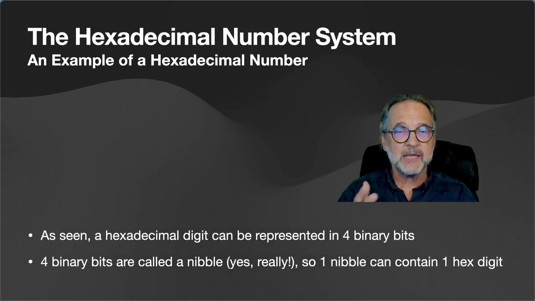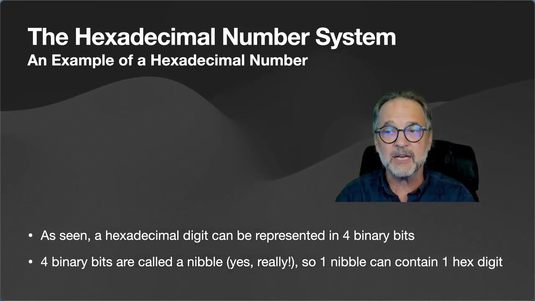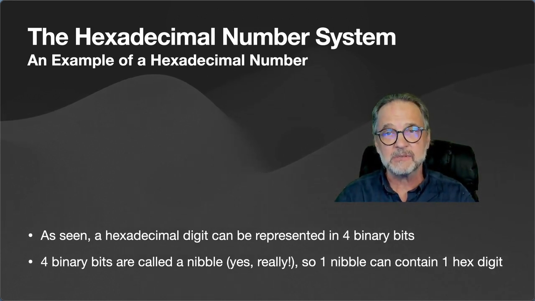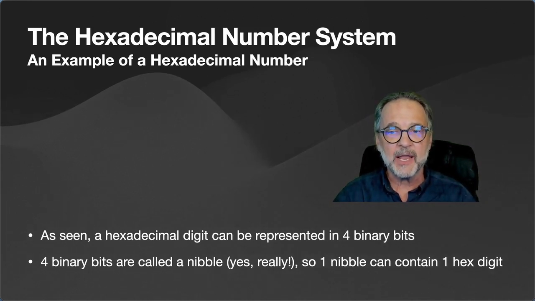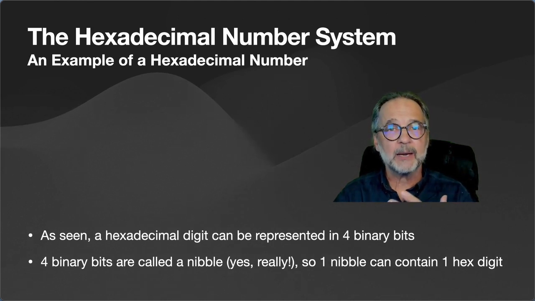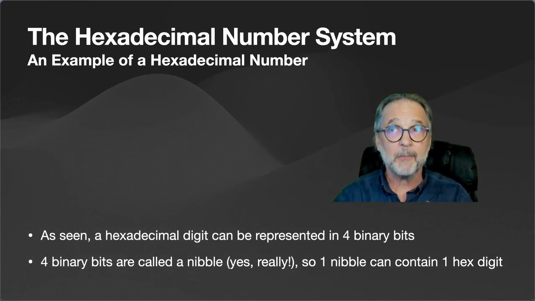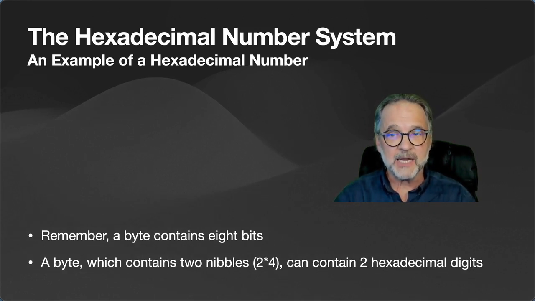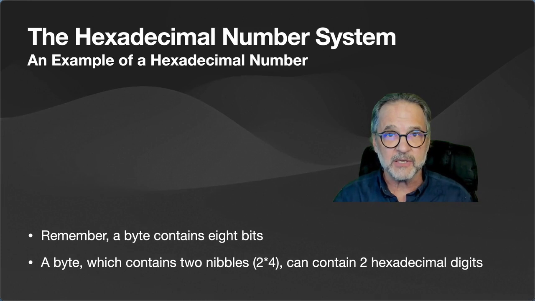So as I showed you just a moment ago, a hexadecimal digit can be represented in 4 binary bits. Those 4 bits are called a nibble. Yes, a lot of students don't believe me when I tell them that, but that's actually the truth. And so 1 nibble can contain 1 hex digit. Also remember that a byte contains 2 nibbles, because a byte is 8 bits and a nibble is 4. So remember, a byte does contain 8 bits. So a byte, which contains 2 nibbles, 2 nibbles times 4 bits, can contain 2 hexadecimal digits.